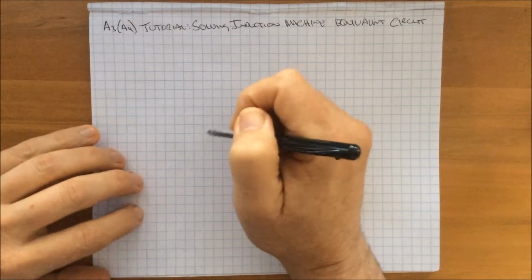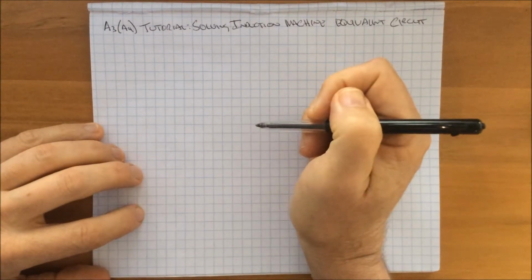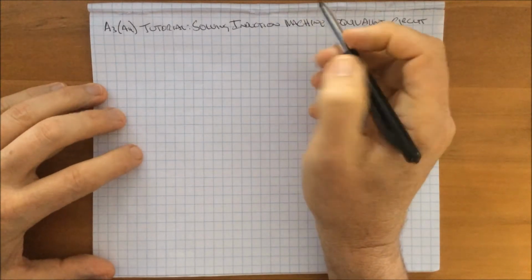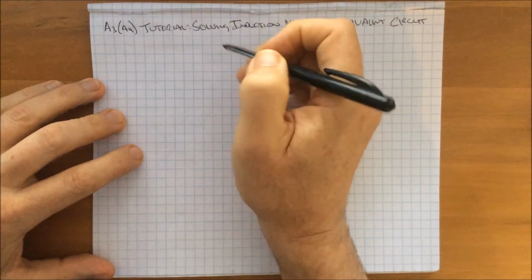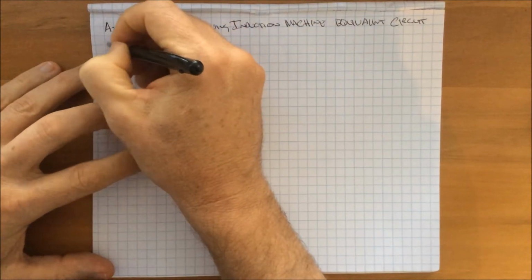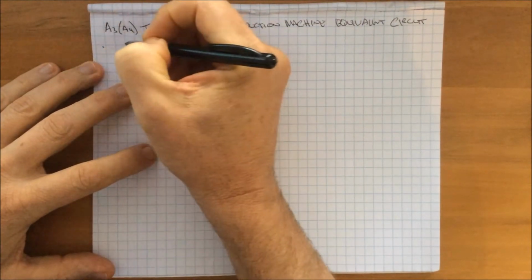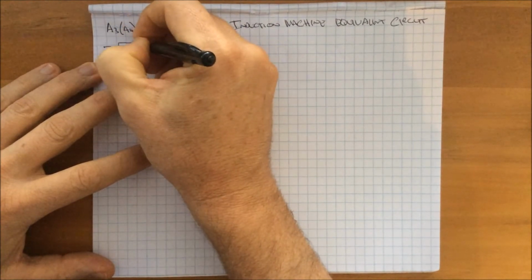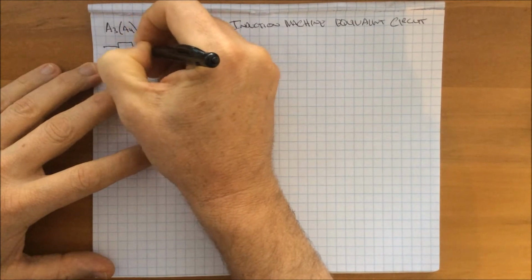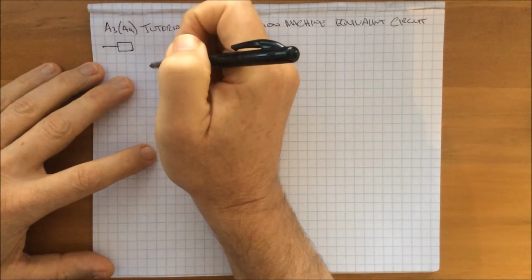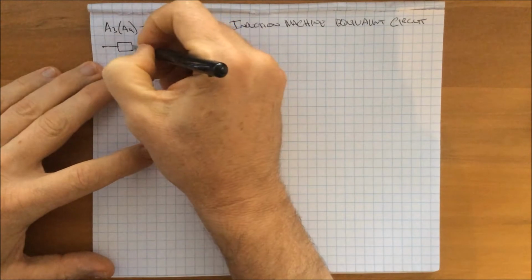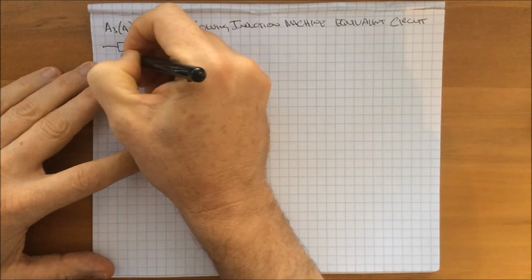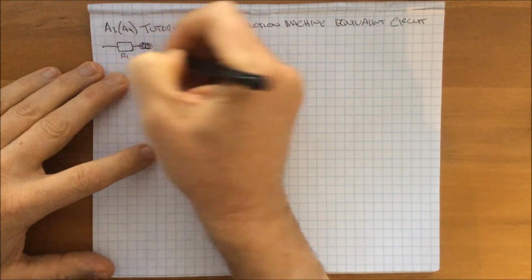Hello and welcome to this tutorial on solving the induction machine equivalent circuit. In a previous tutorial I talked about the equivalent circuit and how it was derived, and not wanting to recap that, the equivalent circuit is a resistance to represent the resistance of the windings in the stator, an inductance to represent the inductance of the stator, and those are called R1 and X1.